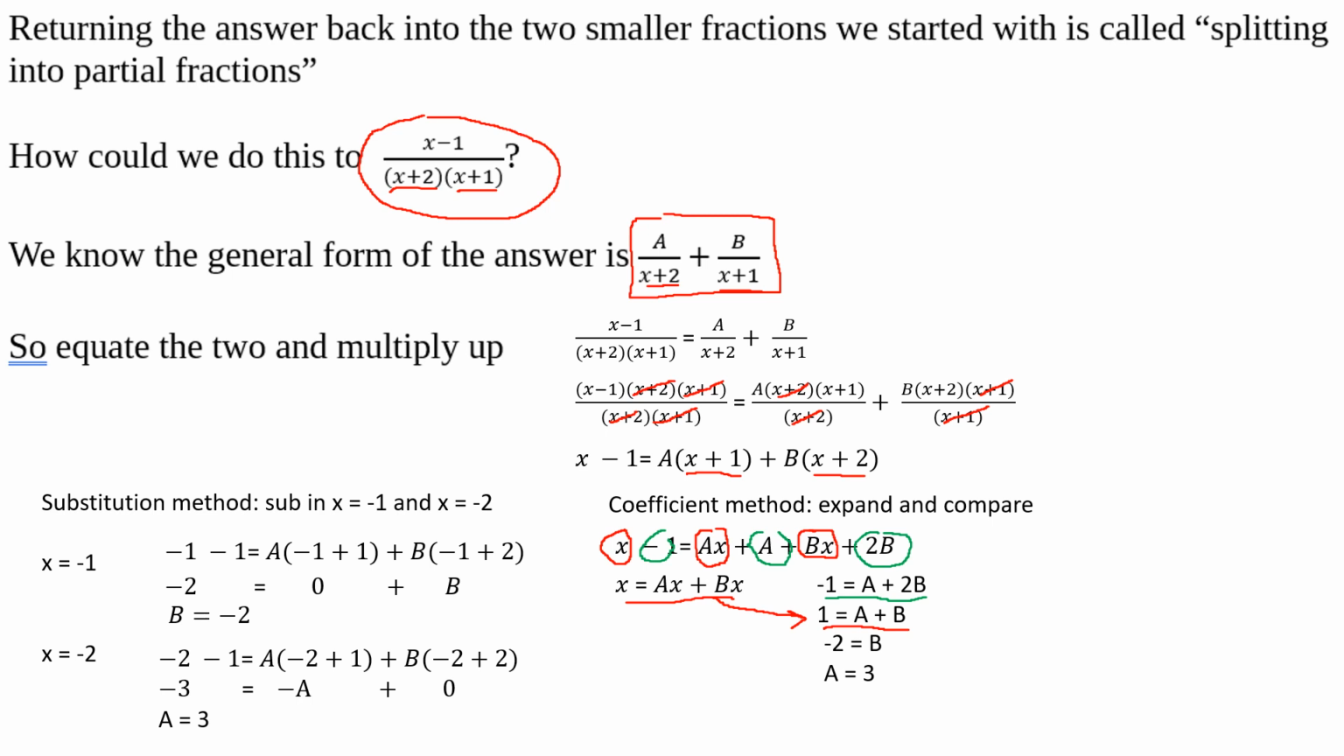Now, putting that all together, what we want to do is actually answer the question. So we would say, in general, that our expression is equal to 3 over x plus 2, because that's what we found a is, minus 2 over x plus 1. You could say plus minus 2 over x plus 1, I suppose, but that would be bizarre.